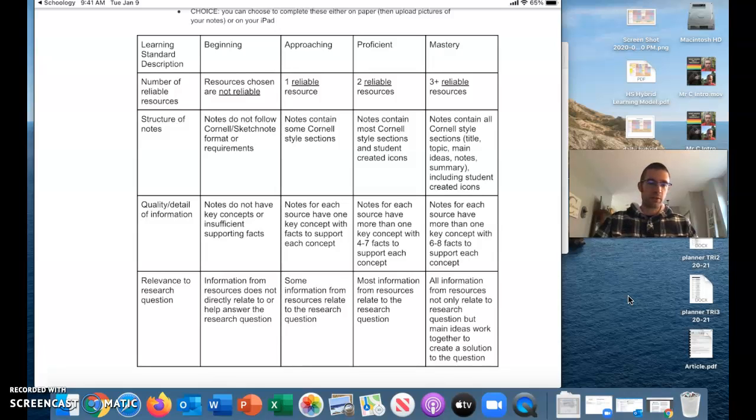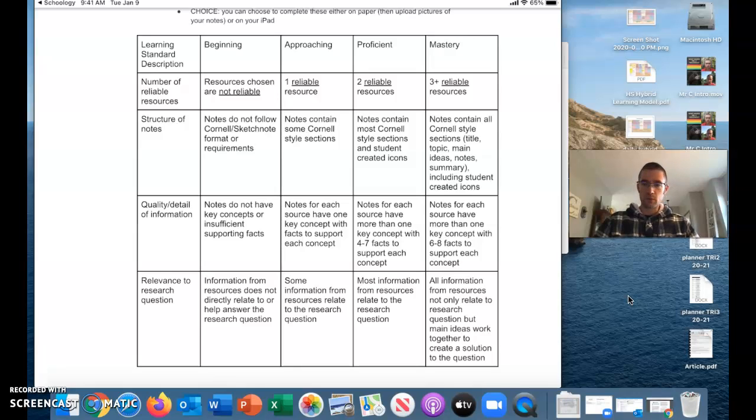Okay, so mastery level is set at all information from resources not only relate to the research question, but main ideas work together to create a solution to the question. Okay, so you have resource 1, resource 2, resource 3, resource 4, however many you have. In order to be mastery, all of those big ideas have to mesh together to form some sort of solution to whatever question that you asked.